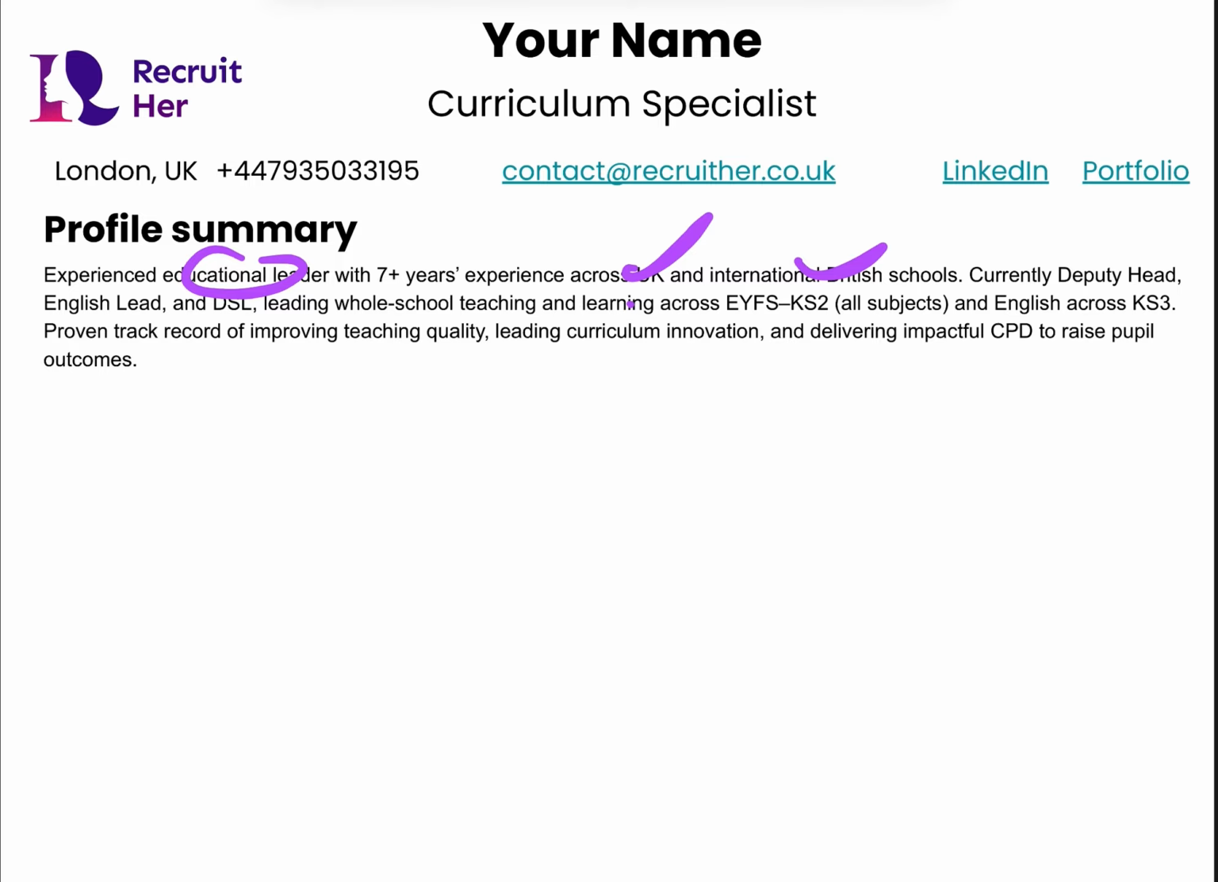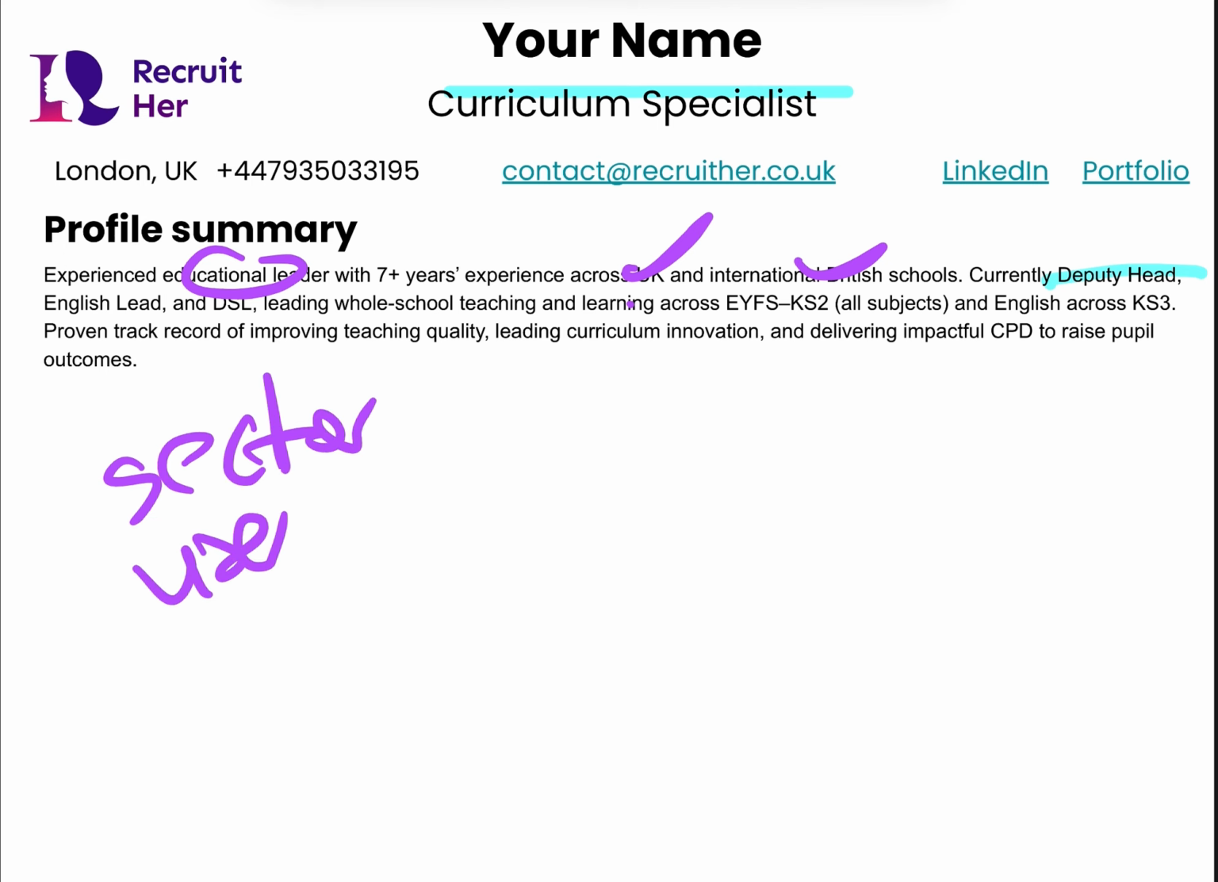Apologies. I'm not really seeing it clearly that they are looking for this role. I think that they are stipulating what they do as a deputy head, not necessarily as a curriculum specialist, and I would like to see that more at this stage. They are stipulating the sector, so the sector is here and the users. So that's cool. But in terms of the job itself, it's not really highlighted.